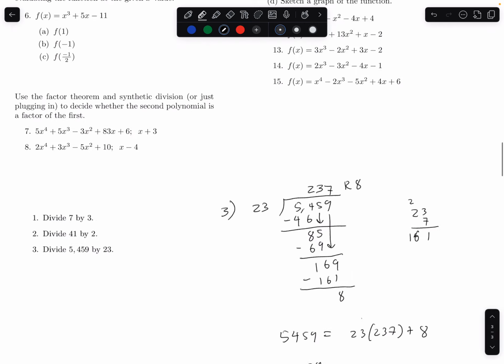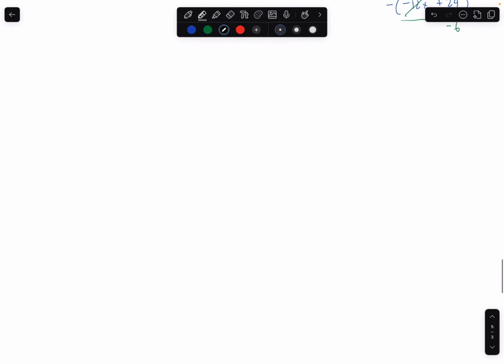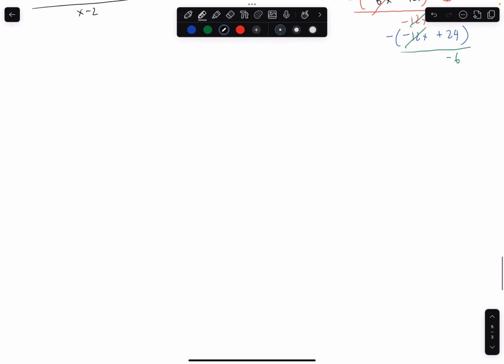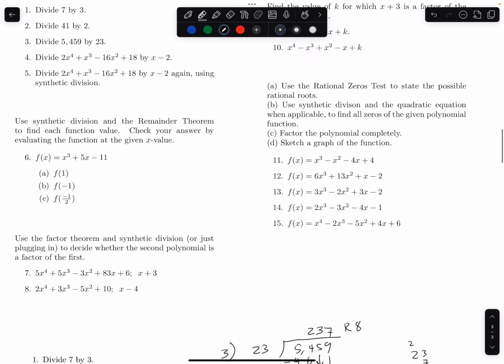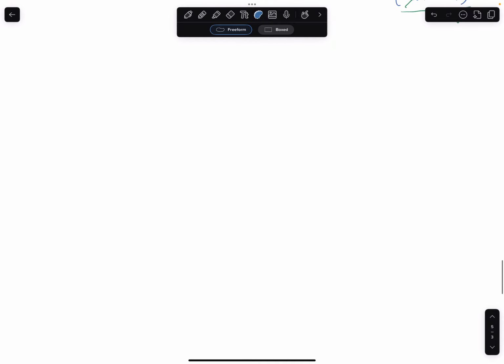If you want to see synthetic division taught by someone else, there's a whole bunch of good videos on YouTube, or just Google search, you'll find all kinds of stuff. But what I want to do now is repeat the same exact question. This is question number 5 actually. We're doing the same numbers, same polynomials, but this time using synthetic division. So let me show you the process of synthetic division.